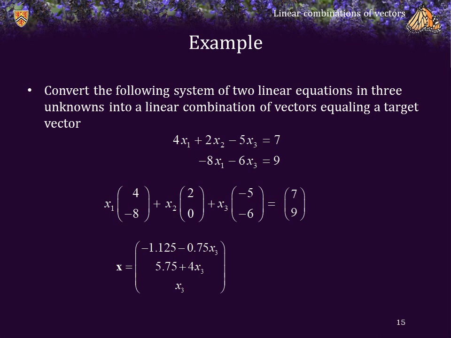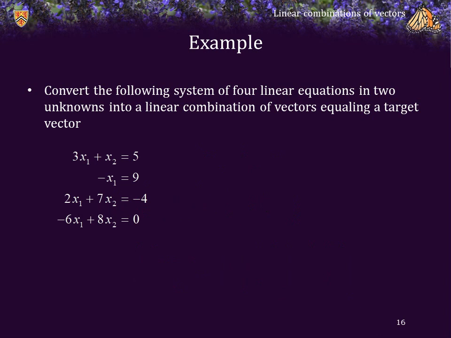Now, interestingly enough, note that we can actually write x as a linear combination or a scalar multiple of the vector -0.7541 added onto the vector -1.125, 5.750. So all solutions are of the form a given vector plus all possible scalar multiples of a second vector.